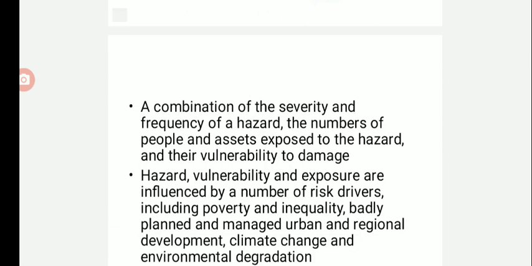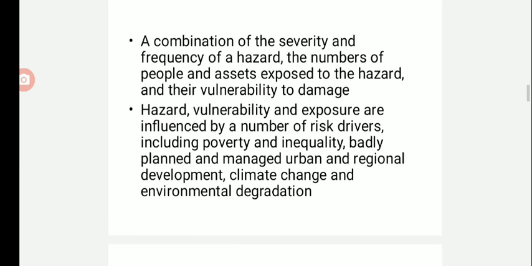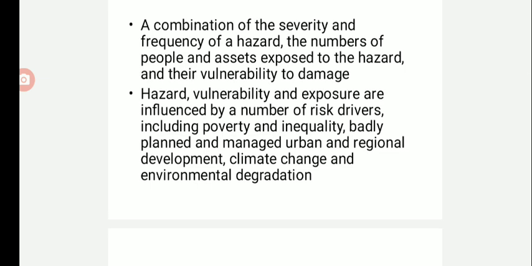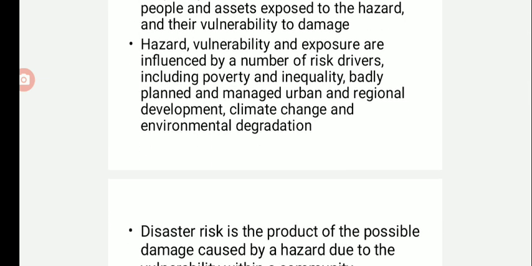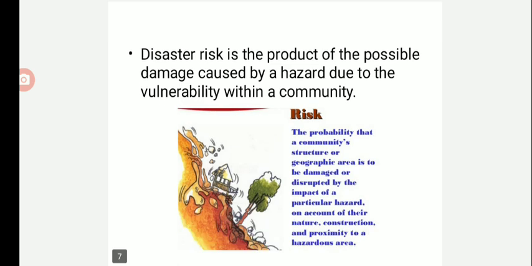It is the combination of severity and frequency of hazard, the number of people and assets exposed to the hazard, and their vulnerability to damage. Hazard, vulnerability and exposure are influenced by a number of risk drivers, including poverty and inequality, badly planned or managed urban and regional development, climate change and environmental degradation. Then disaster risk is the product of possible damage caused by the hazard due to the vulnerability within the community.